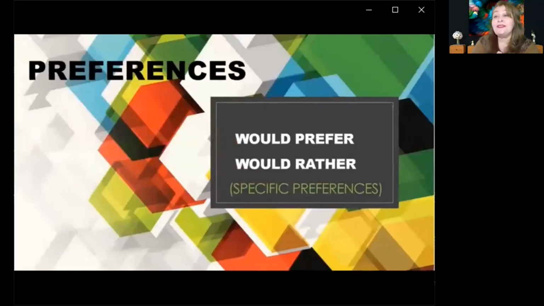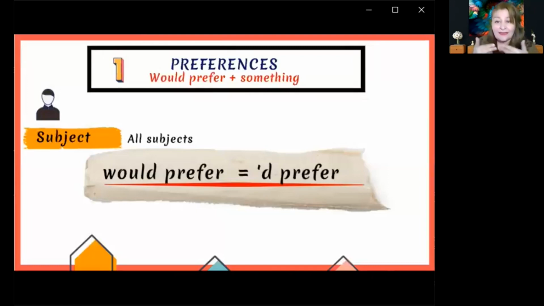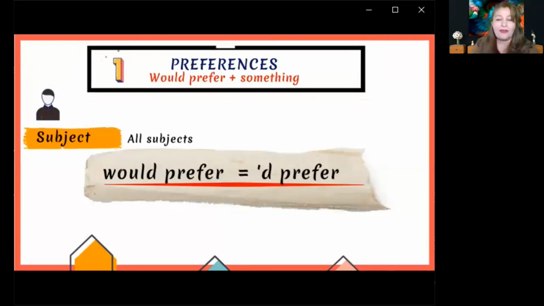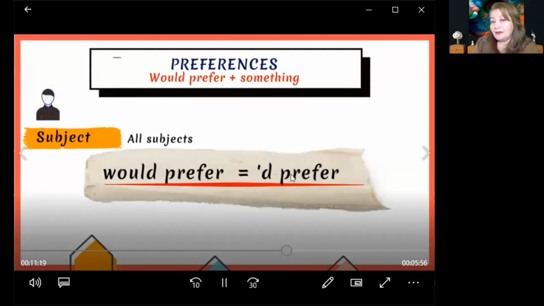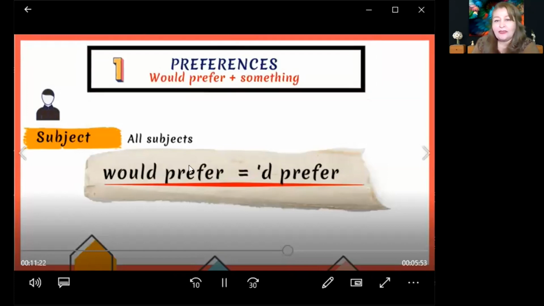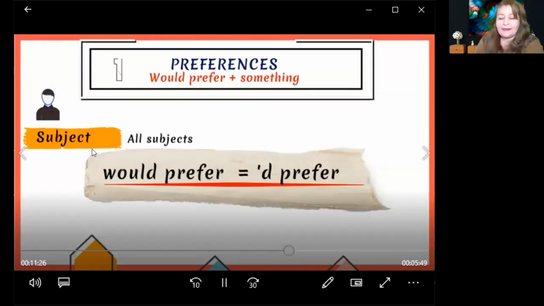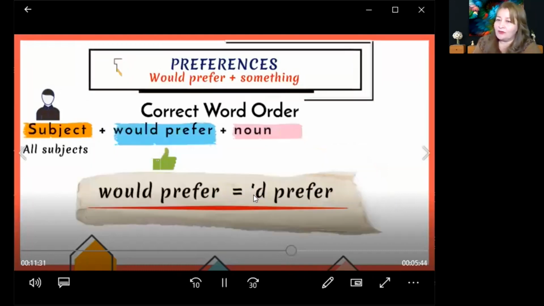And for specific preferences, not for general, for the specific or the moment we speak, at the moment, we can use would rather or would prefer. They are the same things and different structure, but they mean the same things, and we use would prefer or would rather. We can shorten it. I'd prefer, you'd prefer with all the subjects. This is the construction with apostrophe D.